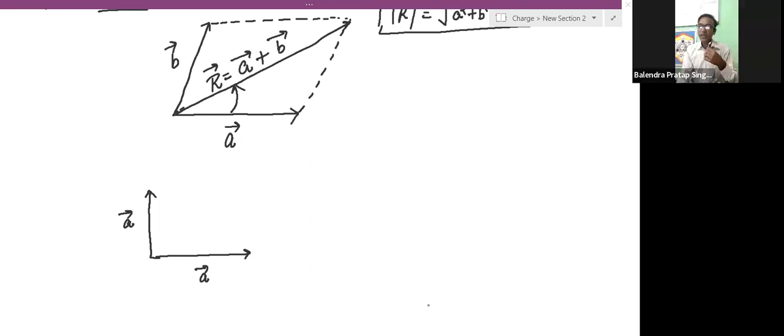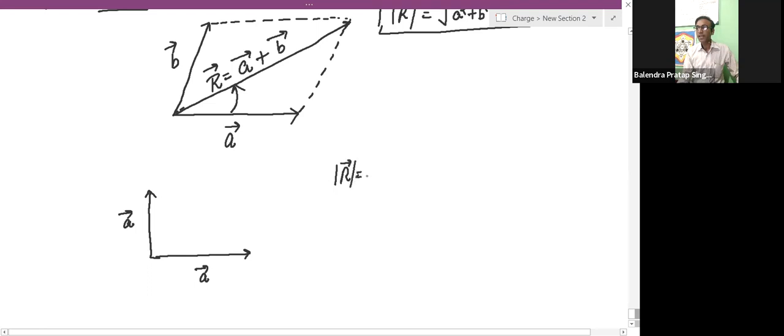Okay, so it will be like a square. And in this case, what is the magnitude of the resultant? That will be under root of a square plus b square, where a equals b, so a square plus a square plus 2a square into cos theta. What is the value of cos theta?